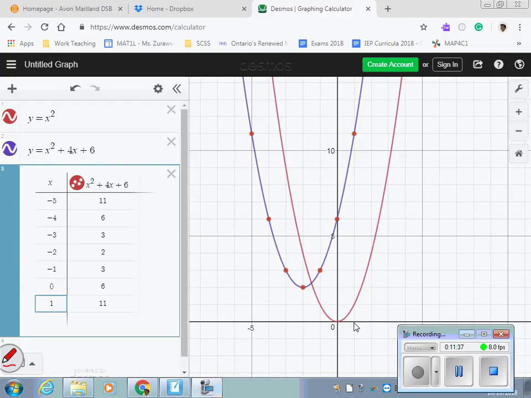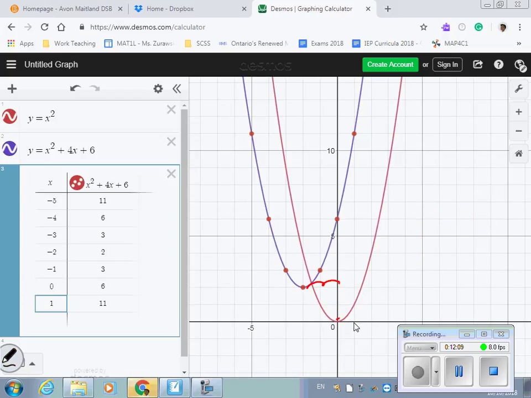And you'll notice that our graph has literally moved up 2 points and over to the left. So you literally would say this translates up 2 and right. Oh, left 2. Left 2.